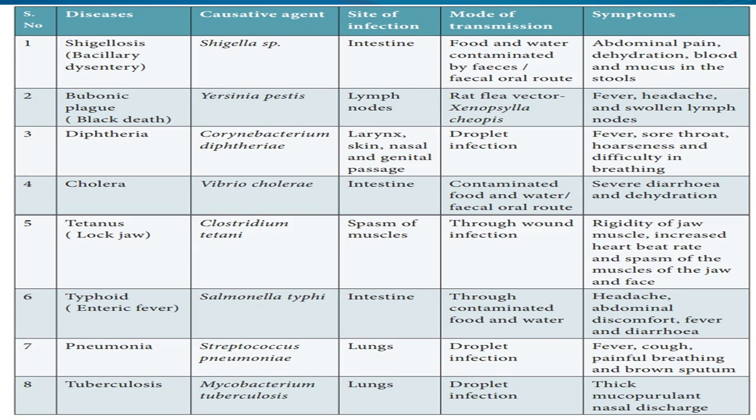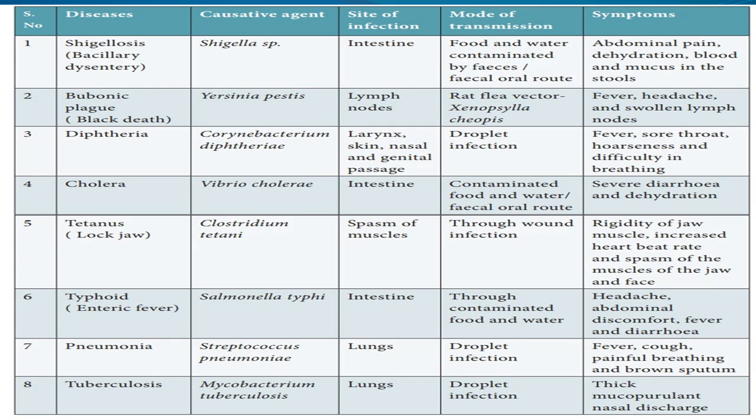Another important one is tetanus, commonly called lockjaw, which is caused by a bacterium called Clostridium tetani. The muscles get affected, and the mode of transmission is through wound infection. The symptoms are rigidity of the jaw muscle, that's why it is called lockjaw, increased heartbeat rate and spasm of the muscles of the jaw and face.